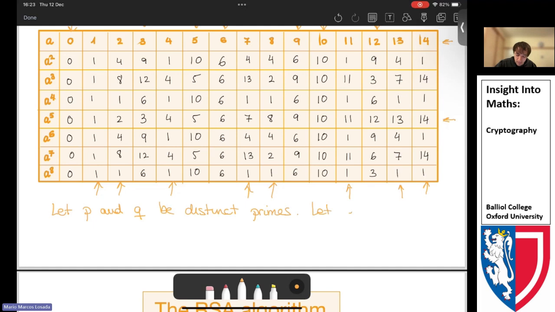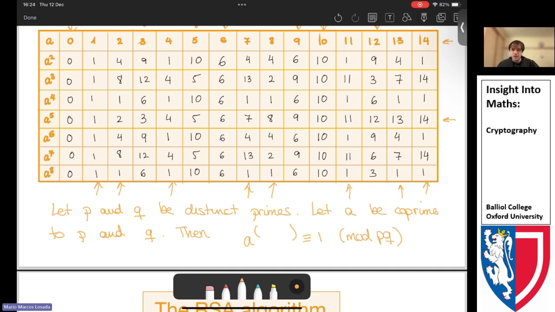And we're going to take a number A, which is co-prime to P and Q. So let A be co-prime, namely it doesn't share any factors with PQ. Then what we observe is that if we raise A to some power, we get back to 1 modulo PQ.